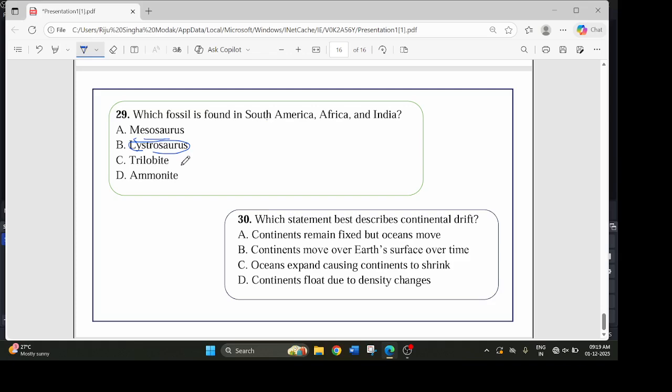Next question is which statement best describes continental drift? Option A, continents remain fixed but oceans move. Option B, continents move over Earth's surface over time. Option C, oceans expand causing continents to shrink. And option D, continents float due to density change. Here the correct answer is option B, continents move over Earth's surface over time. So this is the core concept of the continental drift theory that was explained in the previous question.